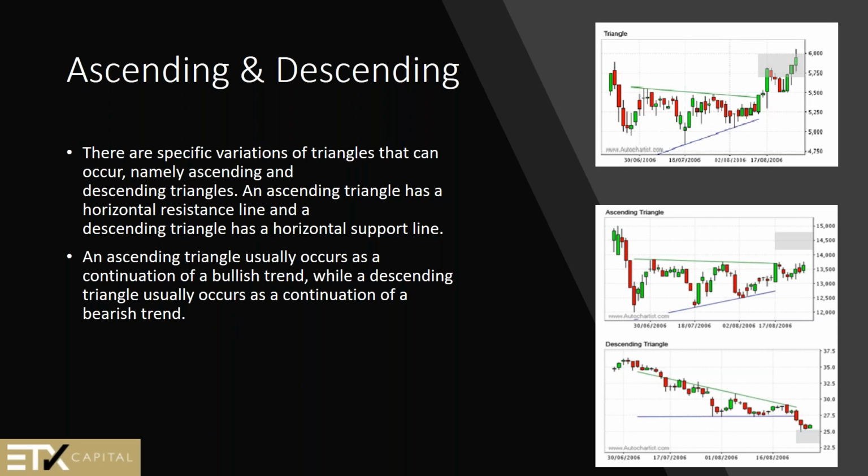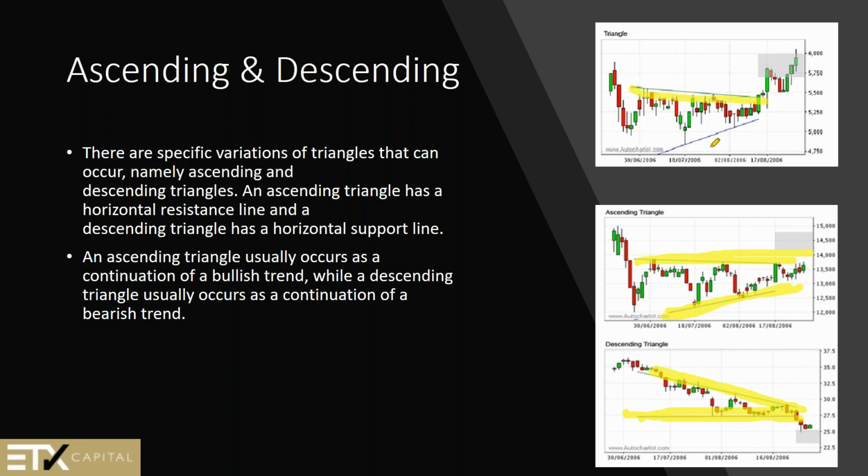There are specific variations of triangles that can occur, namely ascending and descending triangles. An ascending triangle has a horizontal resistance line, and a descending triangle has a horizontal support line. It's important you have a horizontal line. In your ascending triangle, or your up-moving triangle, you have your horizontal line here, which is your resistance line, and in a descending triangle, you have it below, which is your support line, and then you need the opposite direction, an angular trend line underneath of it.